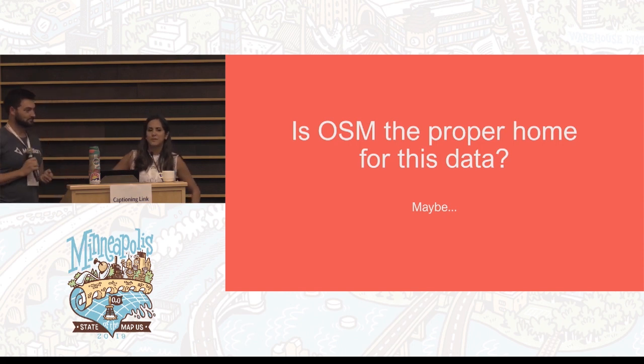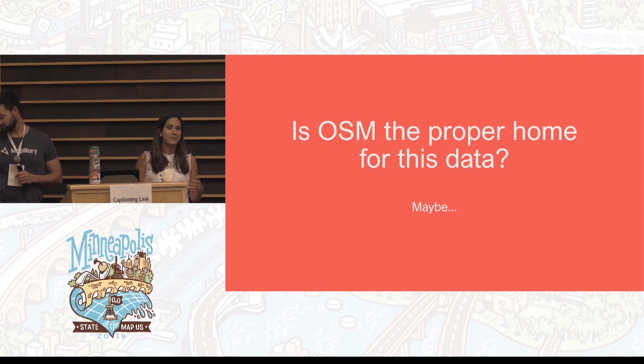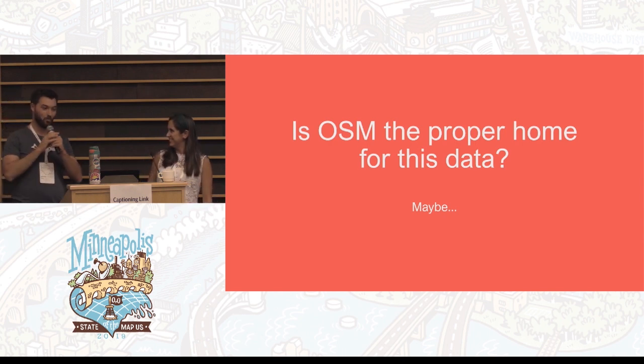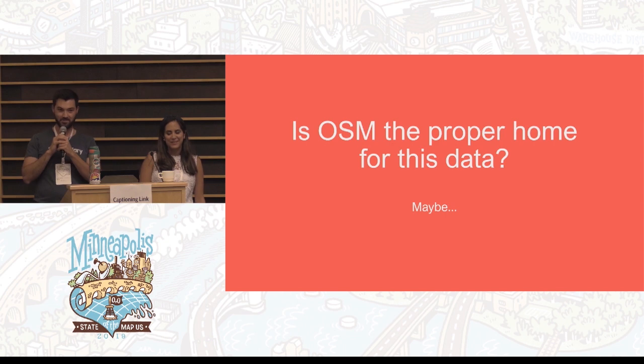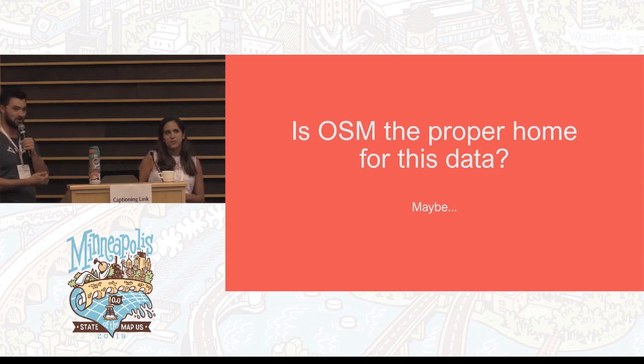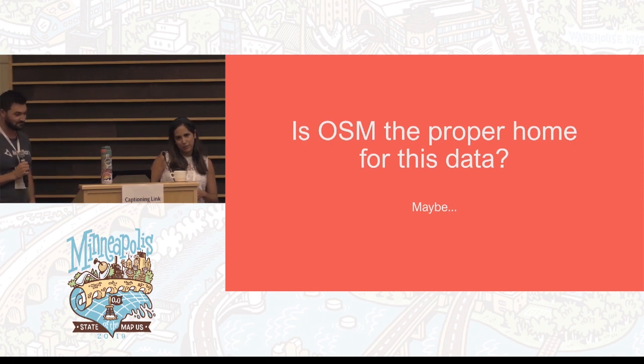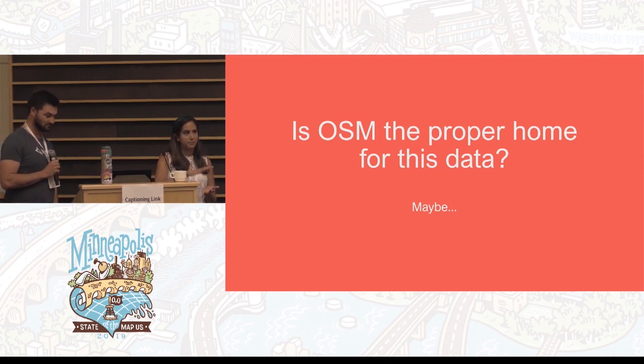So one of the yes, it should be in OSM arguments is we're mapping everything on OSM. We're mapping all the trees. We have waterways. We have everything. We're mapping bike charging stations, things that didn't exist when OSM was invented. So as transportation technologies are changing, why aren't we adapting the map to these changes? Why aren't we saying, okay, yes, AVs are coming.